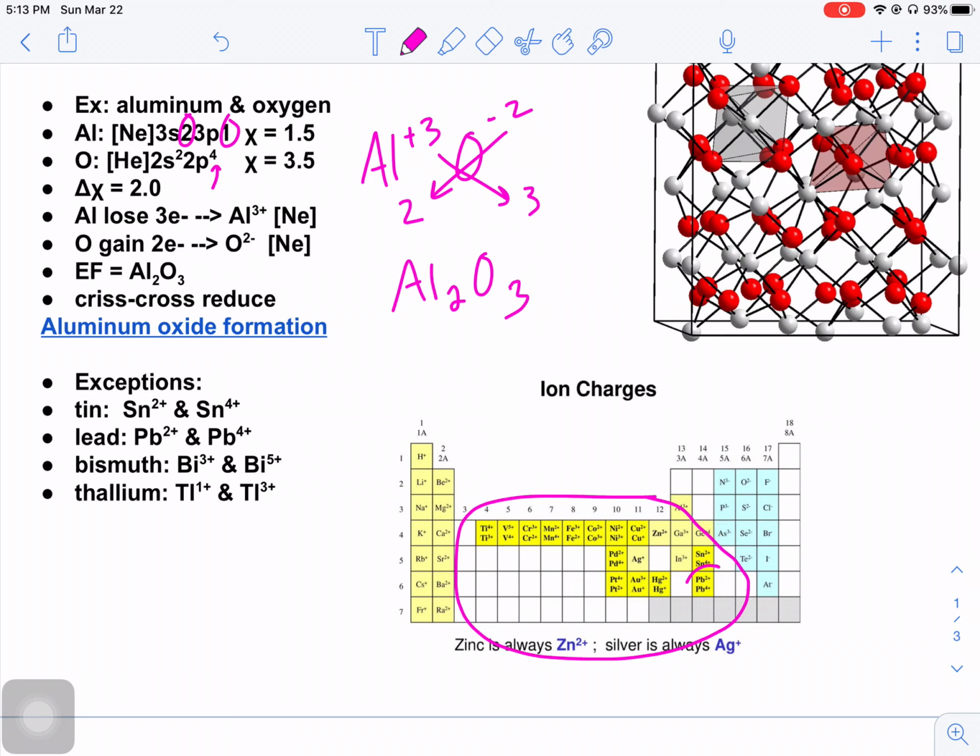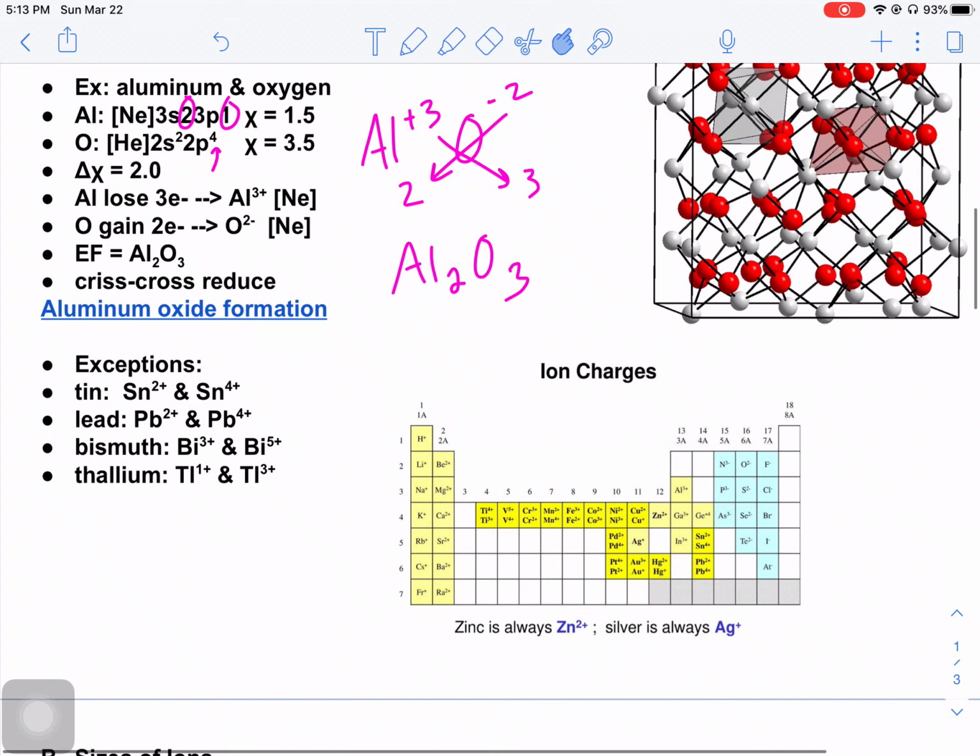Lead, also in the carbon group, could be a +2 or a +4. Bismuth, I believe bismuth is down here next to lead, could be a +3 or a +5. And thallium could be a +1 or a +3. Just realize that transition metals and the metals underneath the stair step can have more than one charge, okay?